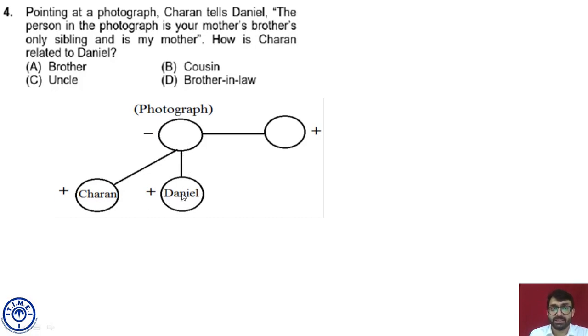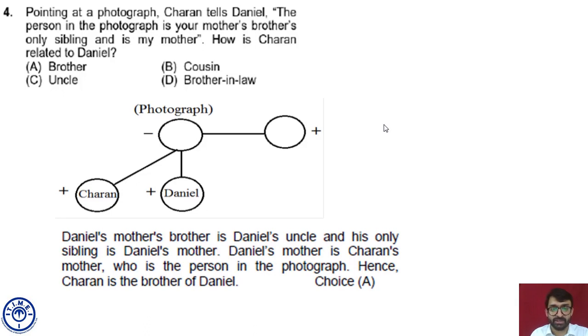Fine. I'll repeat the question. Charan told Daniel that the person in the photograph is your mother's brother's only sibling and also my mother. That means the person in the photograph is the mother of Daniel and the mother of Charan. So Charan and Daniel are brothers. I hope this is okay. Let's move ahead. This is the explanation of the diagram. Answer choice is A. Let's move to the next question.